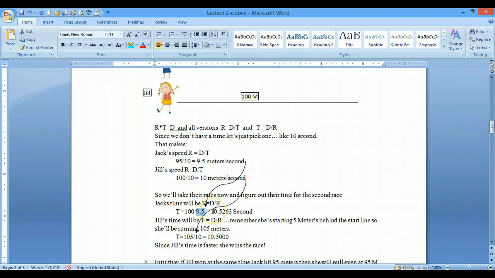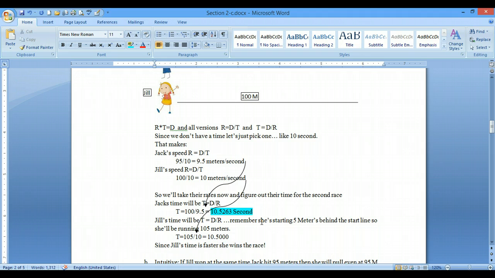You can plug that into your calculator, or you can go into Excel and do 100 divided by 9.5, and we will get 10.5263 seconds. And I'm going to go ahead and highlight that so that we know what the answer is.